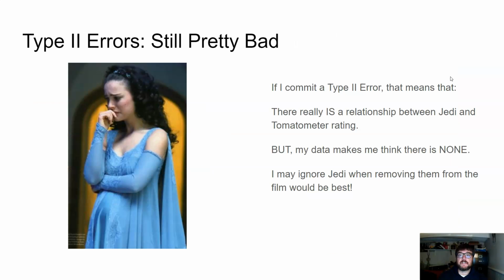Type 2 errors are still pretty bad. If you commit a type 2 error, that means there really is a relationship between the Jedi and tomato meter rating, but I fail to detect it with my data. In that case, I might ignore the Jedi when removing them would make the film better. Since the films have already made tons and tons of money, maybe we could have made a little bit more money, but it's not like the end of the world if we have a few extra Jedi knocking around.